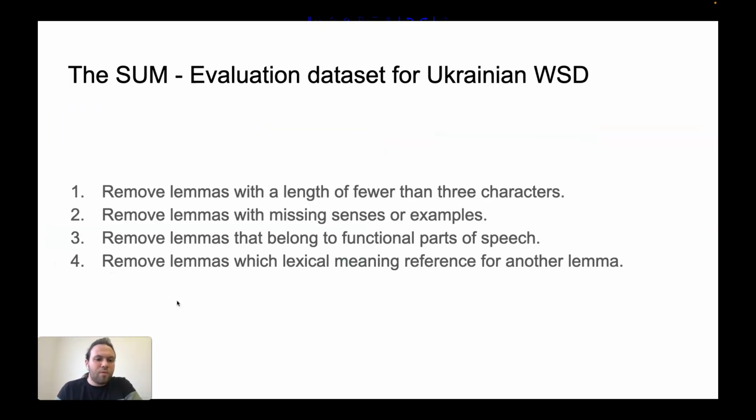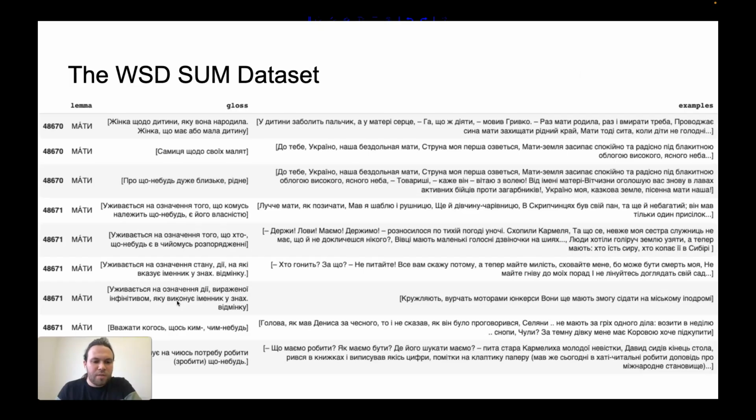To build a good quality dataset based on the SUM dictionary, we've also applied some cleaning techniques. Among them, we may highlight the following. Remove lemmas with length of fewer than 3 characters. Remove lemmas with missing senses or examples. Remove lemmas that belong to functional parts of speech. Remove lemmas whose lexical meaning references another lemma. So, after all preparations, we obtained the dataset in the following format.